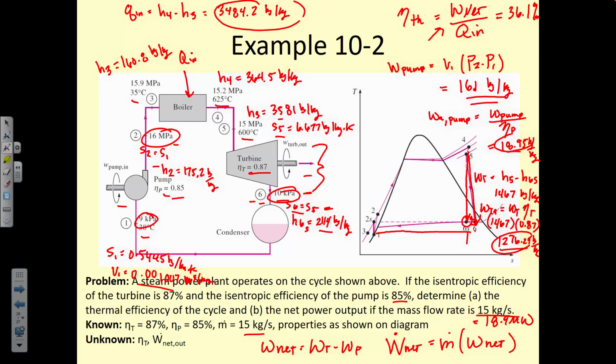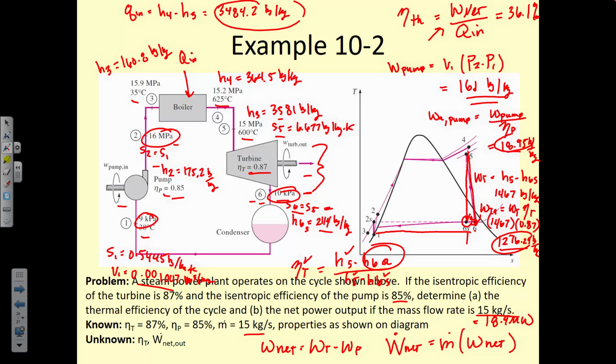So when you say you can calculate to find the actual, what's that method? The efficiency of a turbine is equal to H5 minus H6 actual over H5 minus H6S. I might have this flipped. Let's see, the actual is going to be larger. This one's going to be actual, this one's going to be S. So you know H5, you know H6S, you know the isentropic efficiency, you solve for H6 actual.